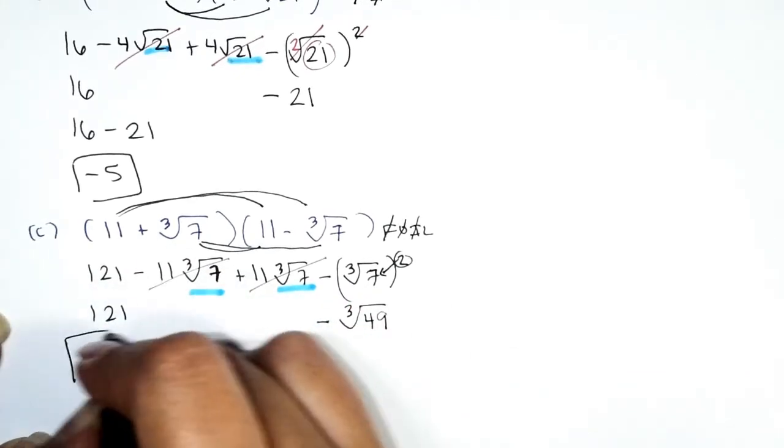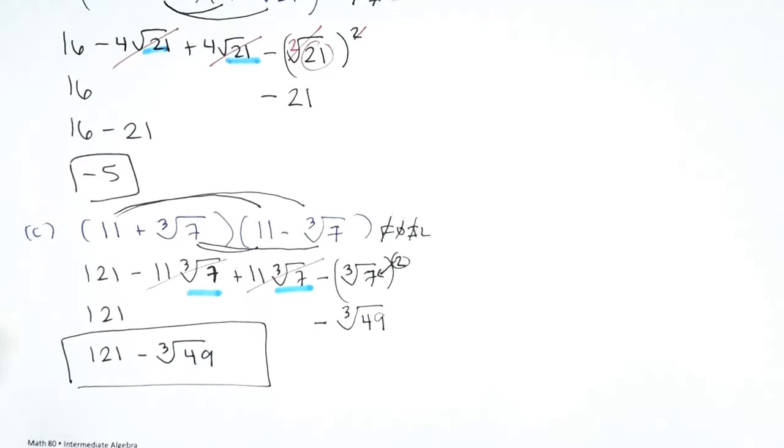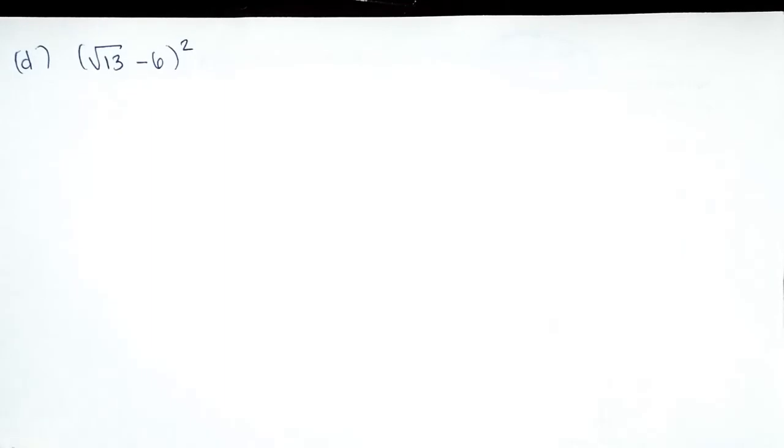Fantastic. So today we are going to do 5 problems. That was our third problem. Let's go ahead and do our fourth problem and then we're almost out. Okay, so the fourth problem is the square root of 13 minus 6, squared. Let me pause it. Okay, and we're back. So problem D, we have the square root of 13 minus 6, squared.